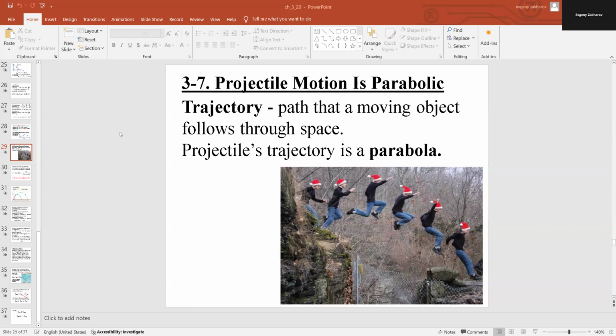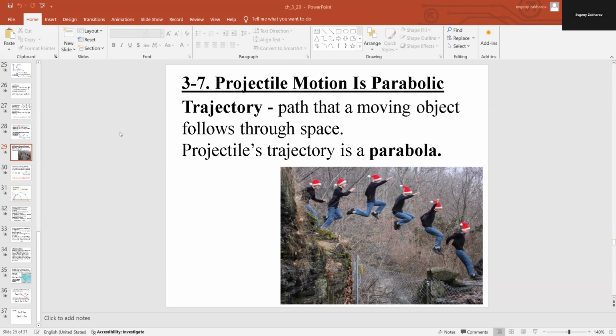But as long as it's a system of equations with time being the same for both components, you can actually solve for time, like substitute for time, and get the solution for what we call the trajectory. Trajectory is the path that a moving object follows through space. And you can see from the diagram that the projectile's trajectory is always an upside down parabola.